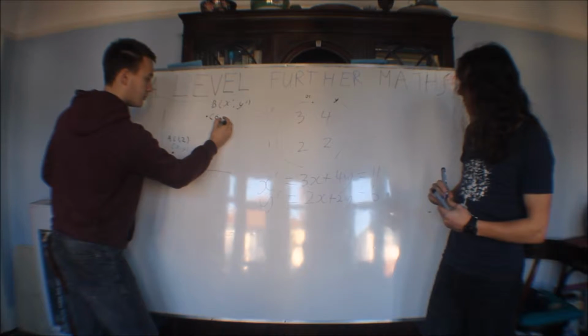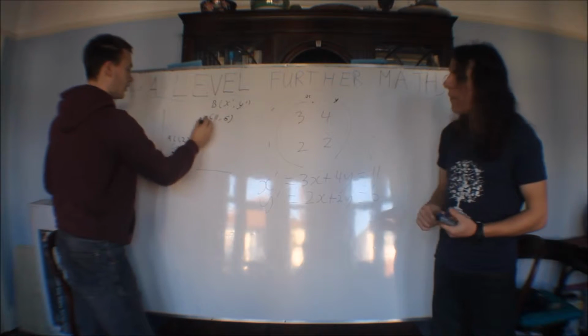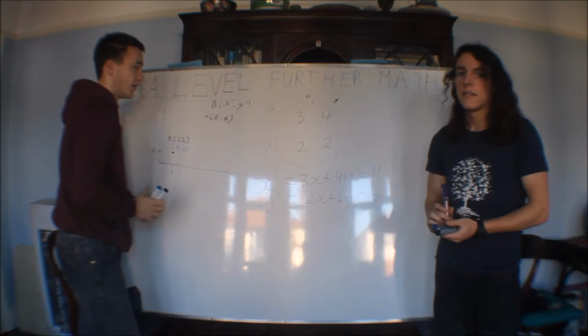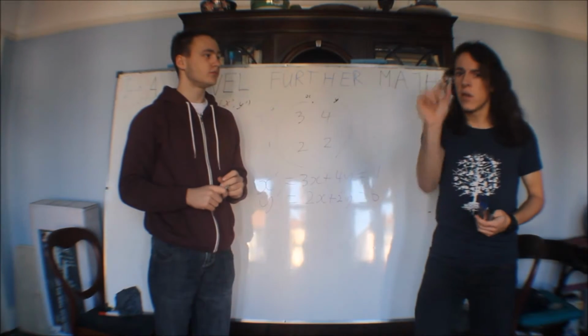11, 6. Apologies. That's okay. 11, 6. And that will be our new point. So that's what the matrices represent. Yeah. When we do it to a dot, it just translates it, moves it around our axes.